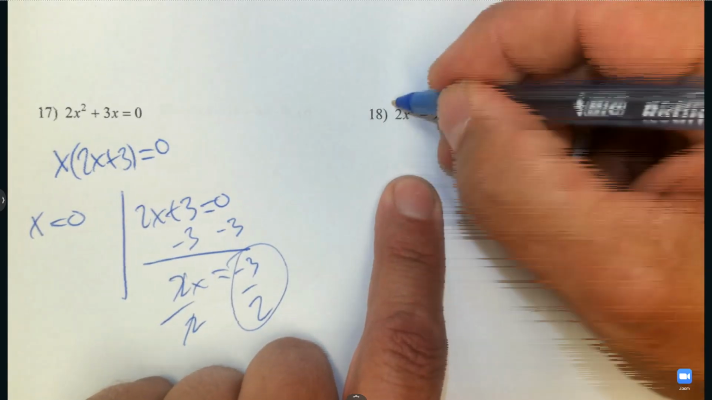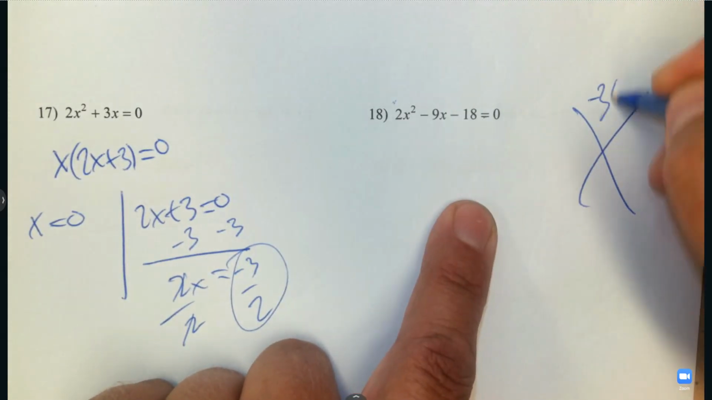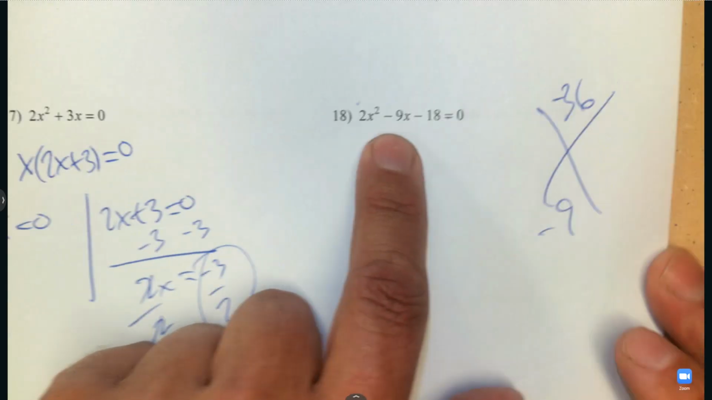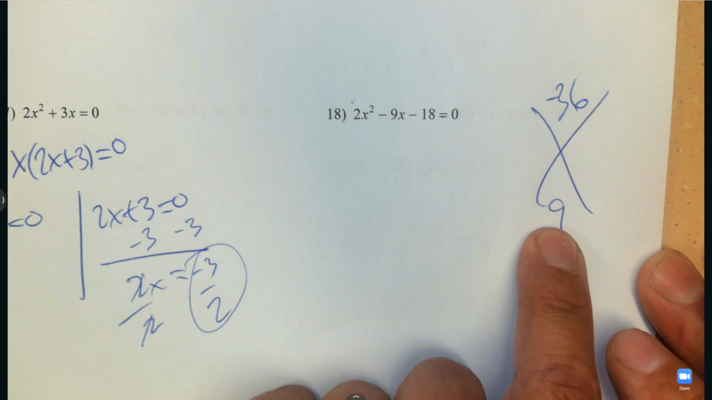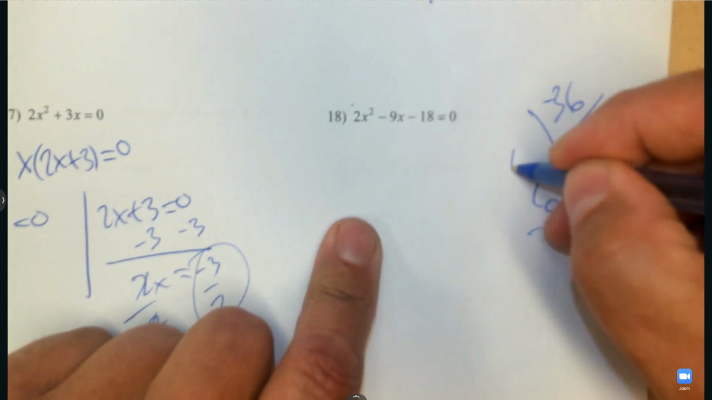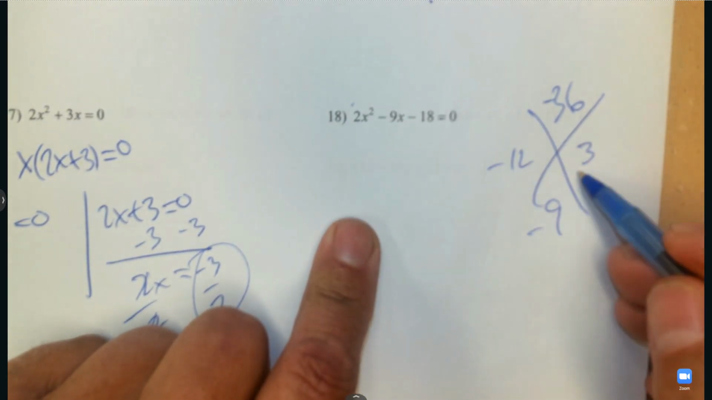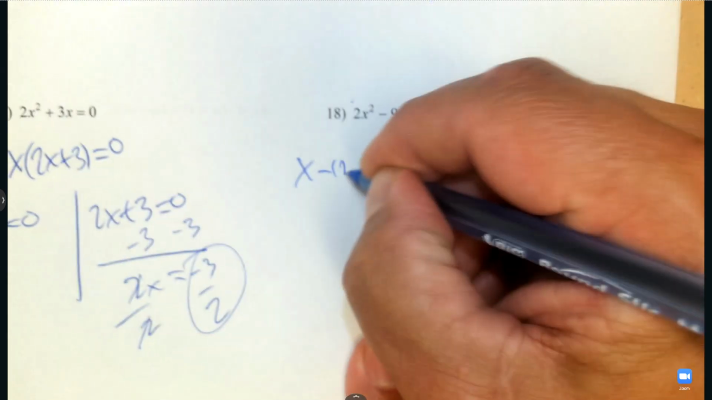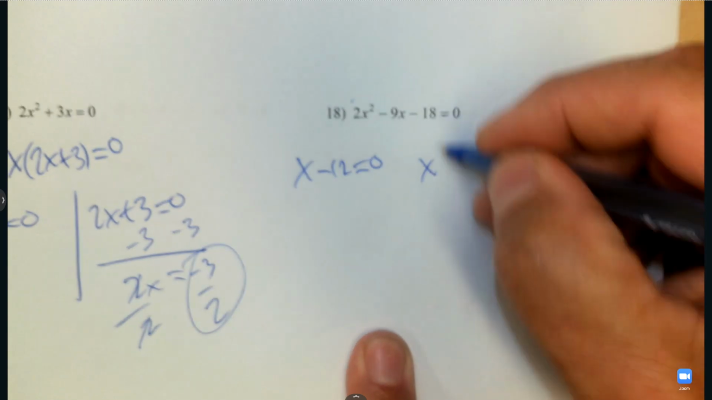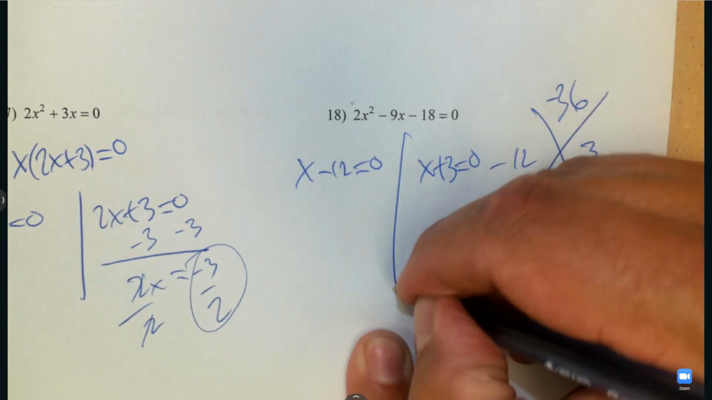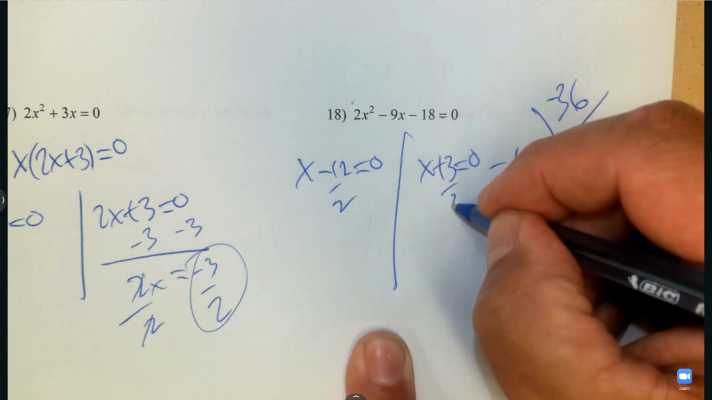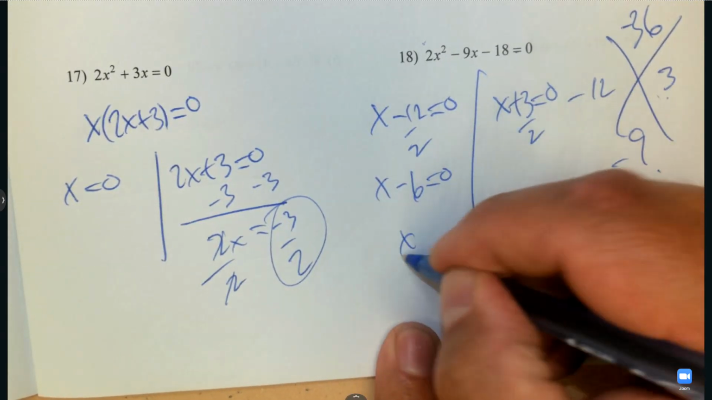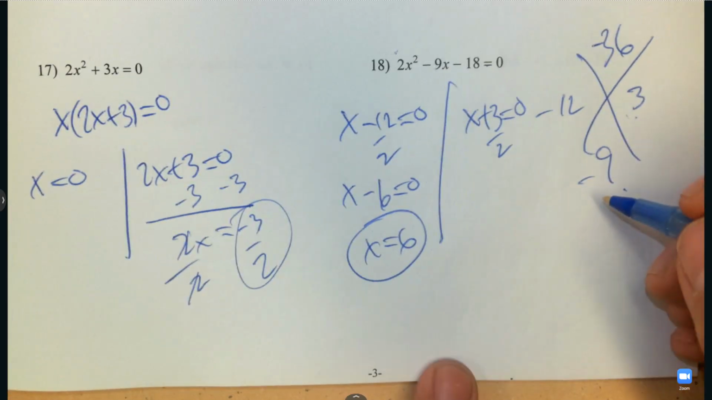We need to take the first number times the last number. So 2 times negative 18 is negative 36, negative 9, and then find the two numbers that fit here. So for 9, I'm thinking negative 12 and 3. They multiply to negative 36 and they add to negative 9. So I'm going to write that down, negative 12 and 3. Then I'm going to divide by 2. So 12 divided by 2 is 6. So when I add 6, I have an answer.